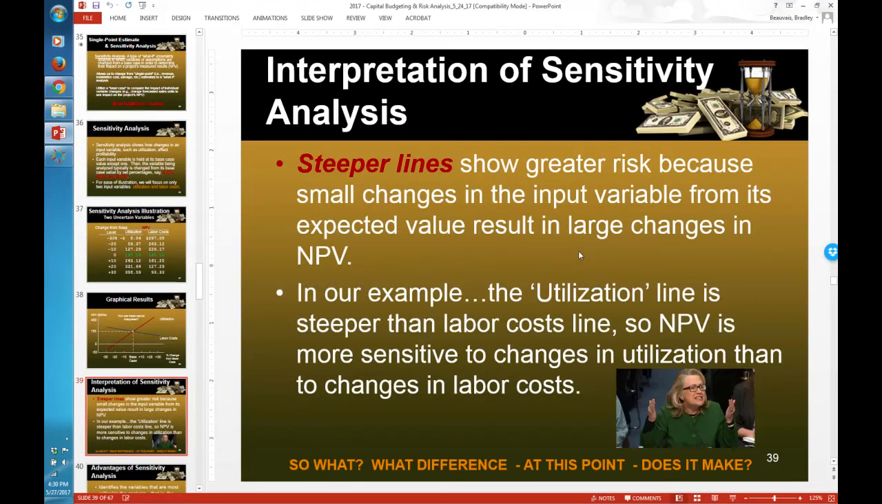So steeper lines show greater risk. The difference we're trying to make at this point is not just to draw a pretty graph. It's really to help us understand where those risk factors are and how we can adjust our management and oversight of a particular resource utilization or aspect of the project. In this case, utilization is steeper, so we want to start talking about marketing, about who or what influences that utilization, and adjust appropriately.